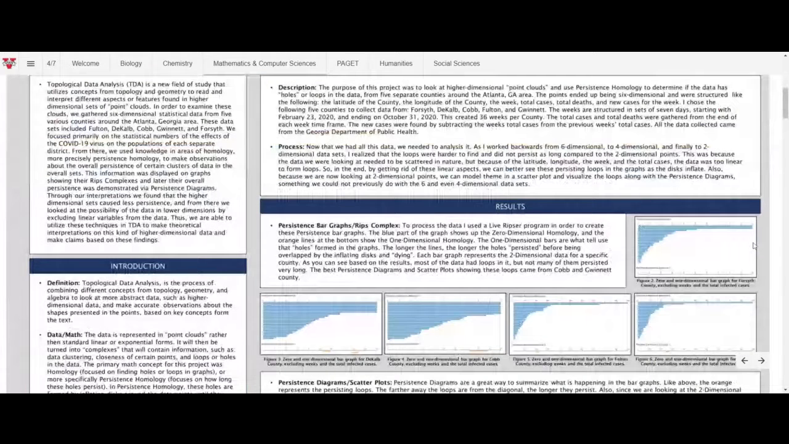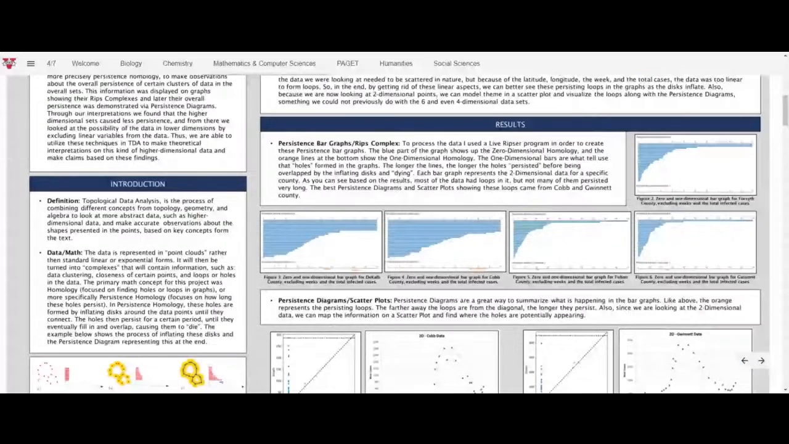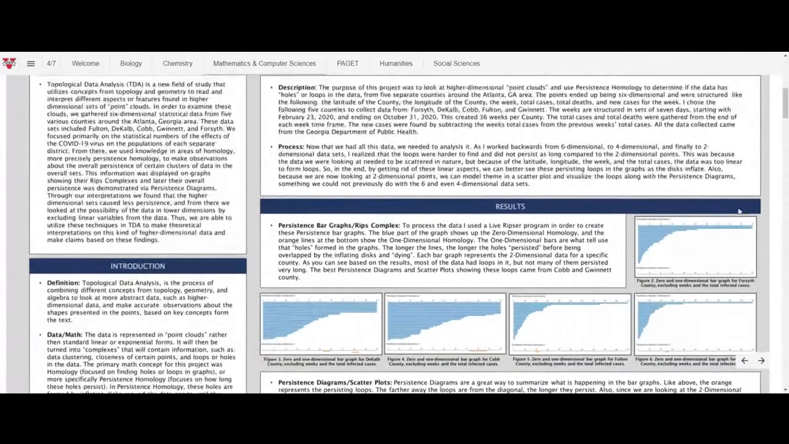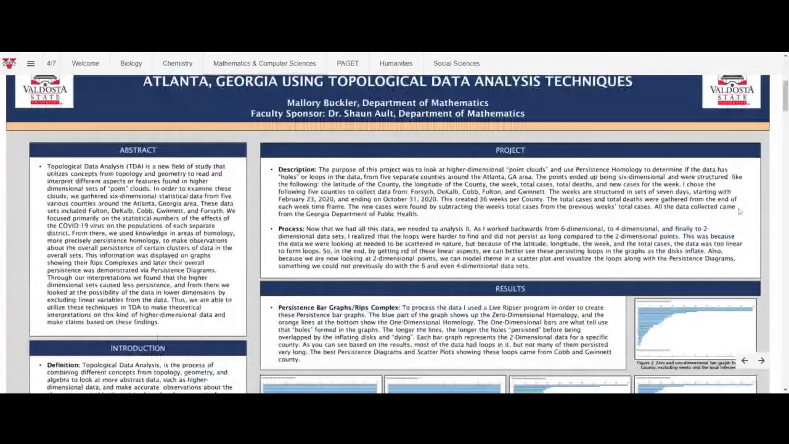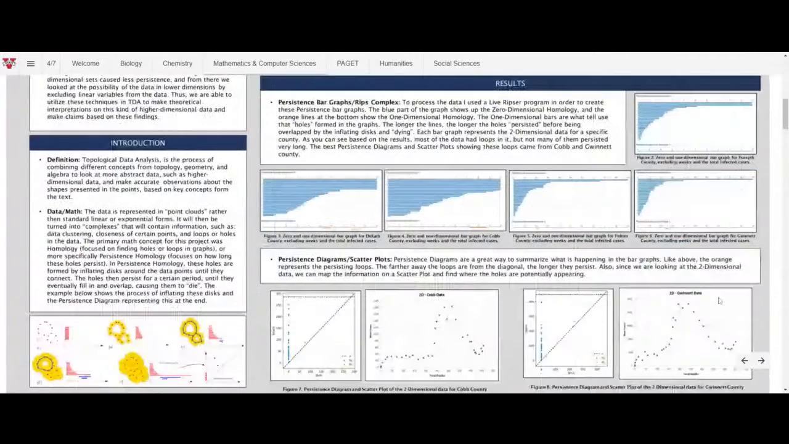And what we ended up doing, because we were looking for higher dimensional data, was to use the COVID-19 data, because we could go by county, as well as by week, and then by, I can't remember the order. It was latitude, longitude, the week, total cases, total deaths, and the cases for each week. That helped give us 6-dimensional data that I could then use these techniques on and observe what was happening.